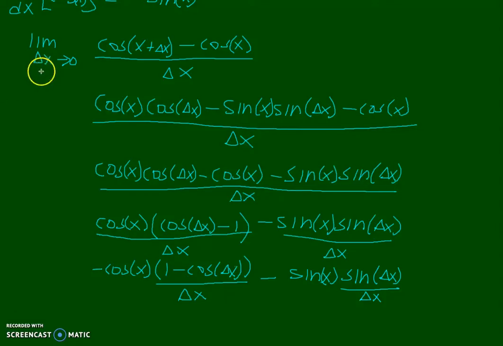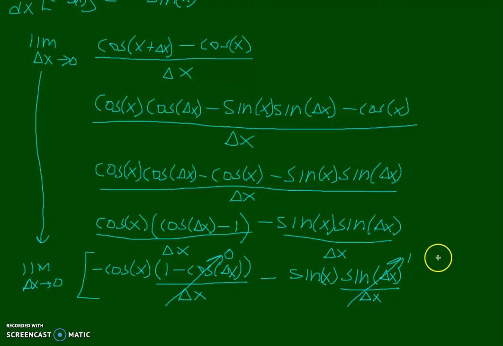And when we pull down the limit to this point, take the limit as delta x approaches 0 of this piece, we can see that this is the special limit that we had in the past. This special limit goes to 0. So the limit as delta x approaches 0 of 1 minus cos delta x over delta x is 0. This limit goes to 1. And of course, this is the limit of this whole thing.